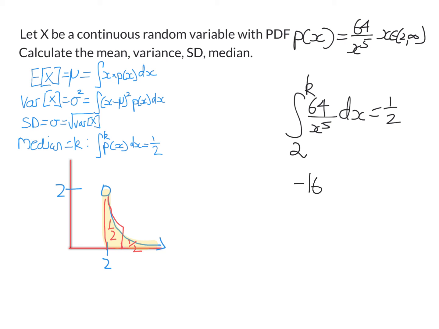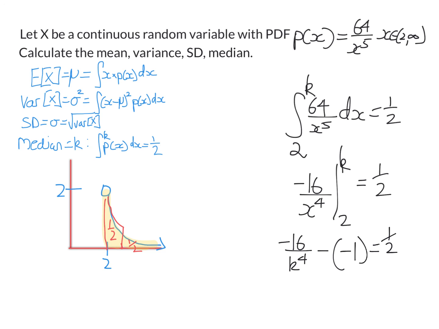I end up getting minus 16 over x to the power of 4 between 2 and k must be equal to a half. So let's substitute in those numbers. If I substitute x for k, I just get this. And if I substitute x for 2, I get minus 16 over 16, which is minus 1. So I just solve this equation. I have minus 16 on k to the power of 4. These two minuses make a plus. Subtracting 1 from both sides, I get minus a half.